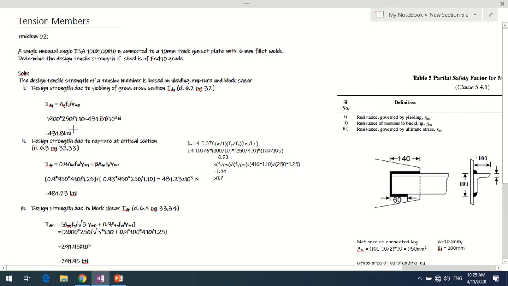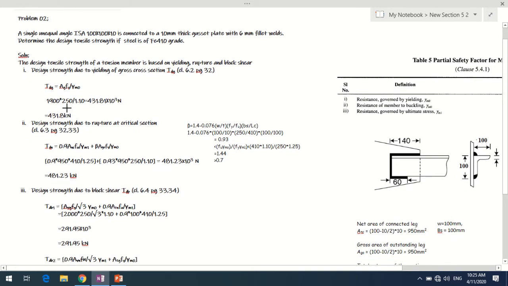This gross area you can directly refer to the steel tables. You can take it from there, and you can even go for calculating this gross area. We'll see how we can do that, but that will have a slight difference compared to the steel table. A small difference may come over there. So this is one strength what we have calculated.